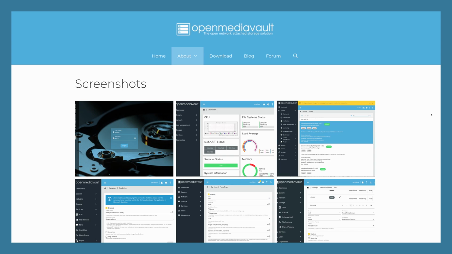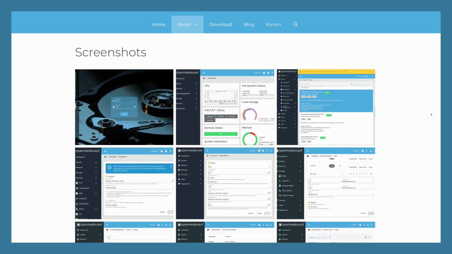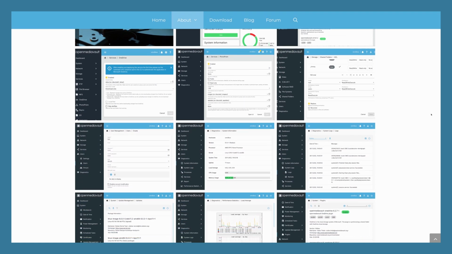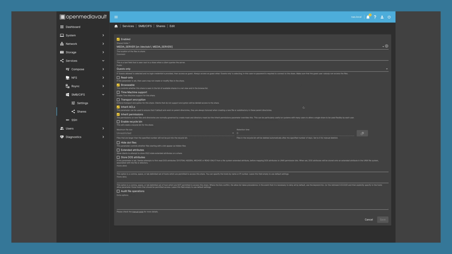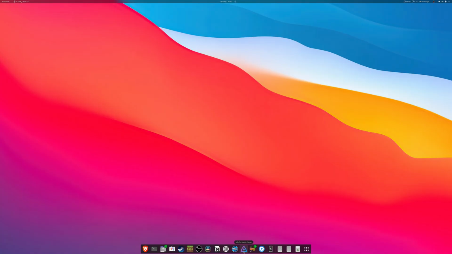Now if you're curious about the software side of things, I'm running OpenMediaVault 6 for my operating system, which is built on top of Debian, and all that really does is just manage my SMB shares, so then to facilitate using it as a media server, I use Jellyfin.